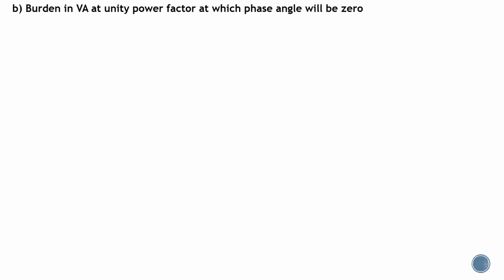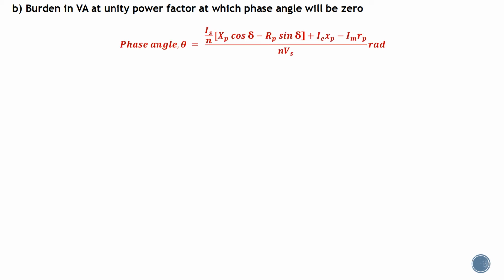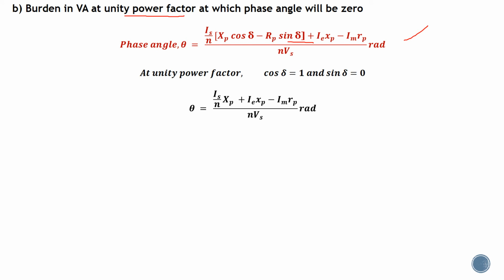In the same way, we can calculate the second part: the burden in volt ampere at unity power factor at which the phase angle will be 0. This is the phase angle formula. Firstly, it is given unity power factor, which means cos delta is 1, and therefore sin delta will be 0. Substituting cos delta equals 1 and sin delta equals 0 in this equation, the phase angle formula is simplified in this manner.